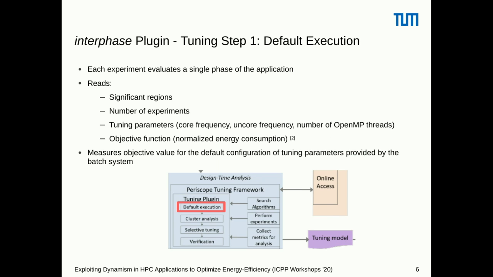The interphase tuning plugin tunes the interphase dynamism of an application. It performs 4 different tuning steps. In the first tuning step, the plugin evaluates a single phase of the application in each experiment. It reads the significant regions, the ranges of the tuning parameters, the number of experiments to perform, as well as the objective function. For our evaluation, we selected the normalized energy as the objective. The collected values of the objectives are used to compute the savings in the final tuning step.